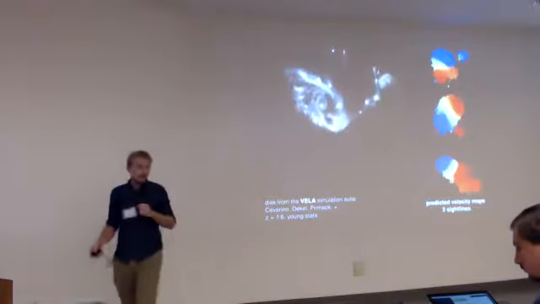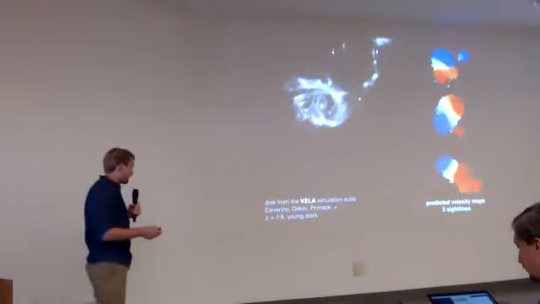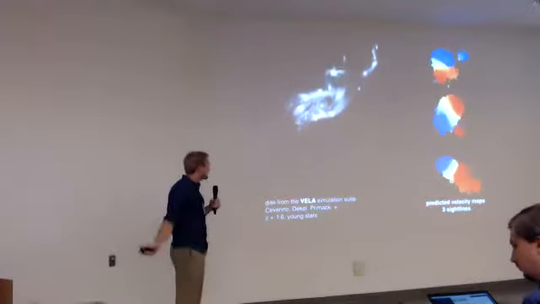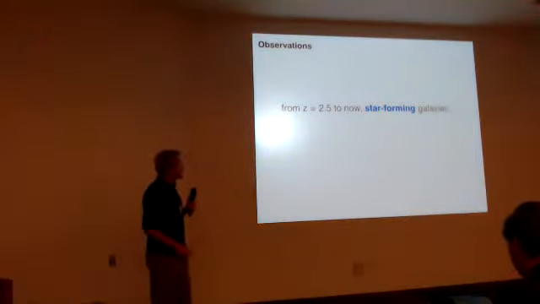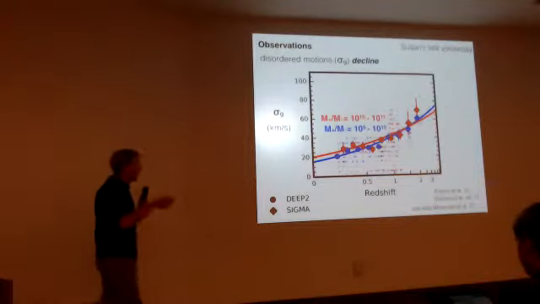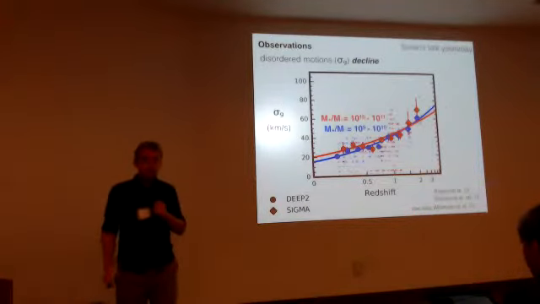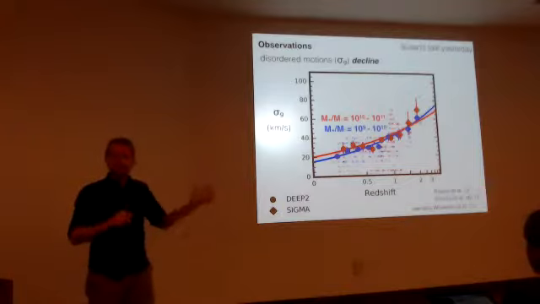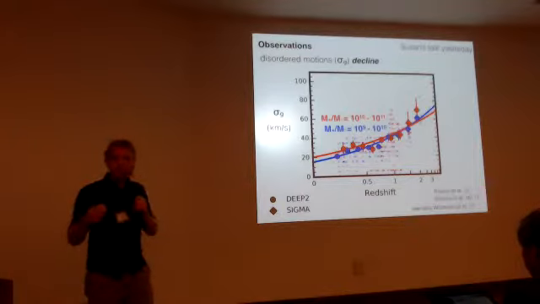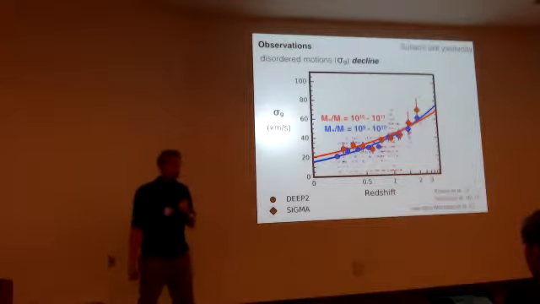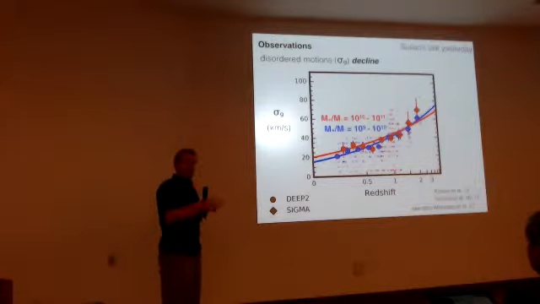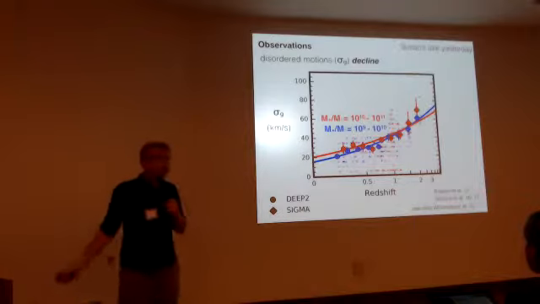But let me remind you about Susan's talk yesterday. What are we learning from our observations? So from redshift 2.5 to now, we find that star-forming galaxies decline in sigma g. The sigma g term you could just think of as disordered motions, just random motions. We find that it drops by about a factor of 3 from redshift 2.5 to now, and it doesn't depend on mass. So that's very interesting.